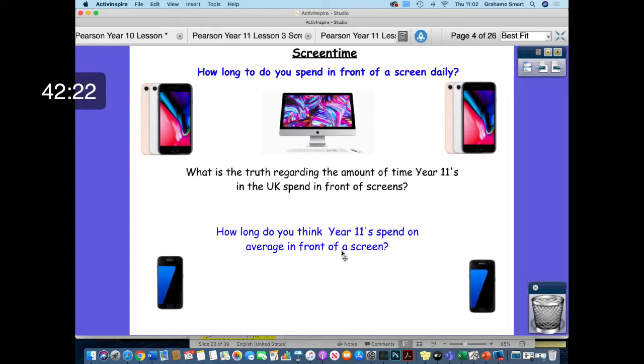I don't know. But how would you go around collecting data on this, though? How would you go around collecting data on this?